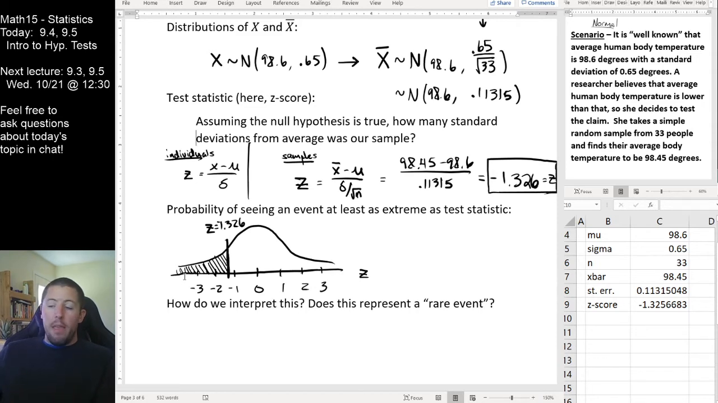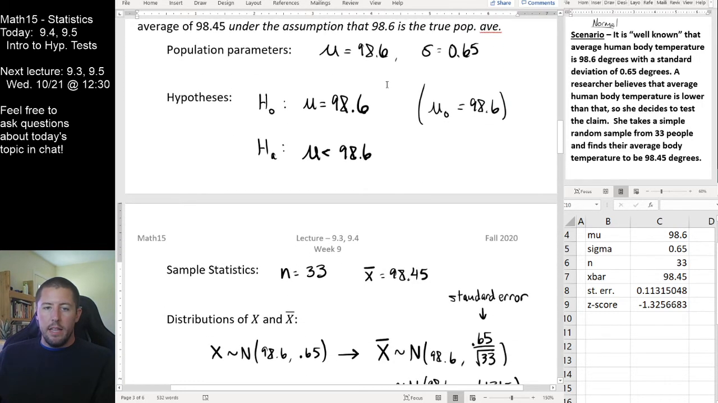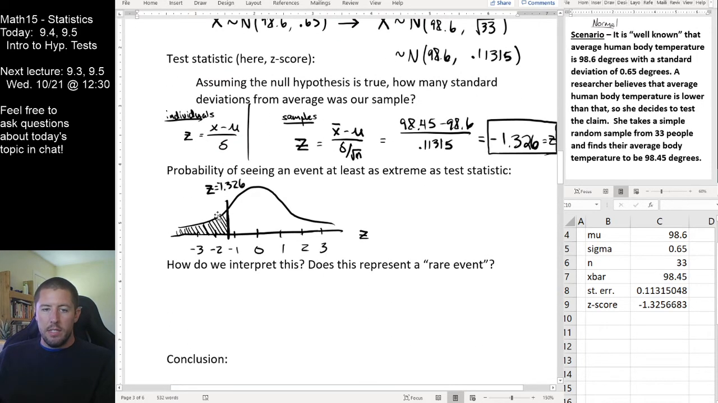Well, by the way, real quick, let me scroll up here. We had originally stated that our alternative hypothesis was that our only other option was that we were going to get less than 98.6. And so what that resulted in is us only shading the left tail associated with our normal distribution over here. So what we now want to compute is what we are going to call our p-value.